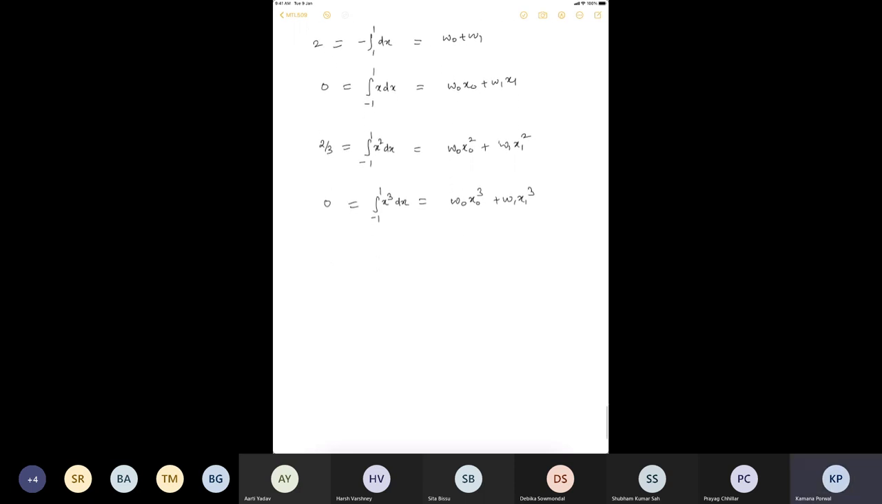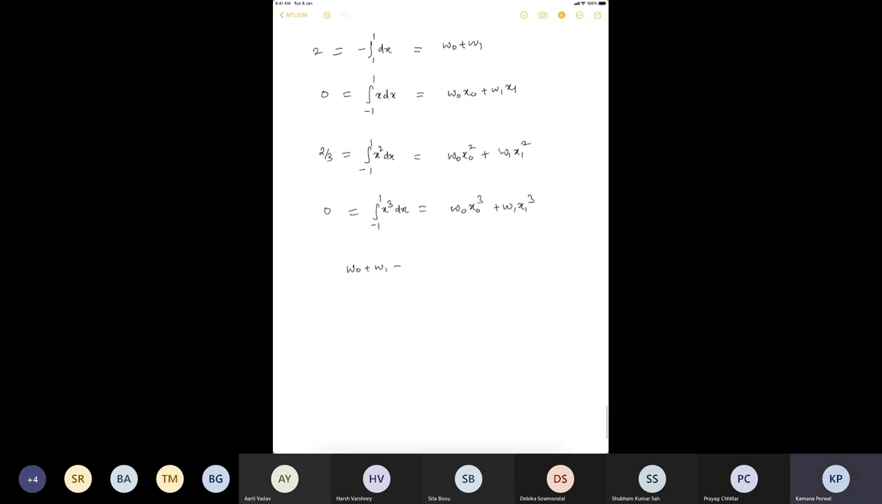Okay, so we have got 4 equations. w0 plus w1 is equal to 2. w0 x0 plus w1 x1 is equal to 0. w0 x0 square plus w1 x1 square is equal to 2 by 3, and w0 x0 cube plus w1 x1 cube is equal to 0. Okay, and note that this is a nonlinear system because here it is linear in the wi's, but it is nonlinear in the xi's, and the xi's and wi's both are unknown. Okay, so this is a nonlinear system.